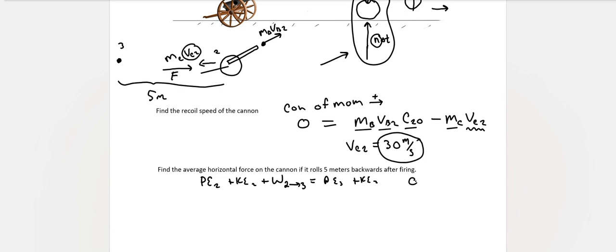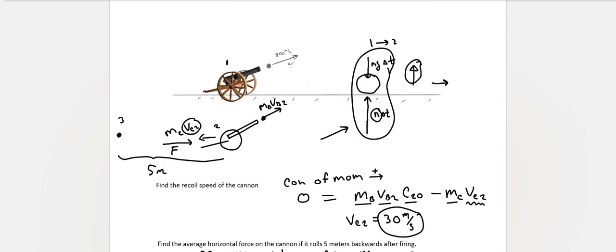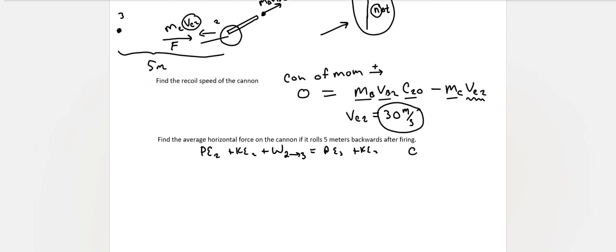What we can do about the potential energies is just datum them out. If we put a datum right through here, then both potential energies are 0. So 0, 0. KE2 is going to be 1/2 mass of the cannon, velocity of the cannon in picture 2 squared. I'll do the work term last. Kinetic energy 3 is 0 because the cannon is now stopped here at this position.